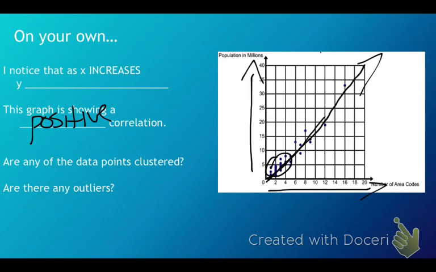All right? If it was over here, it'd be an outlier. Or if it was down here, it'd be an outlier. Because it kind of follows the trend that we see, it is not an outlier.